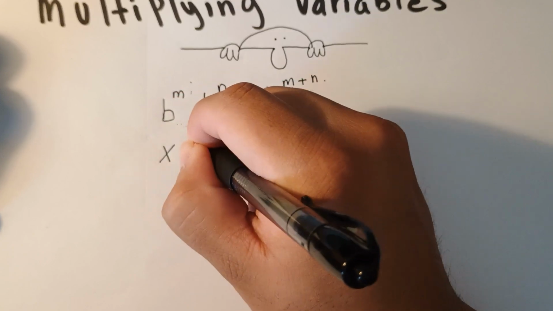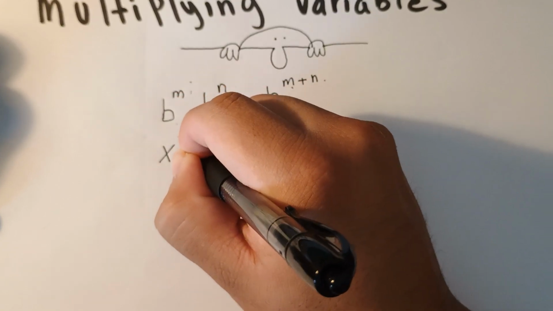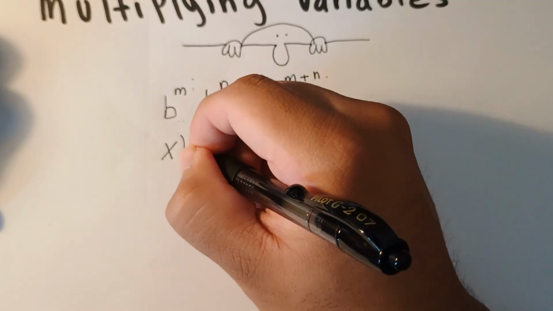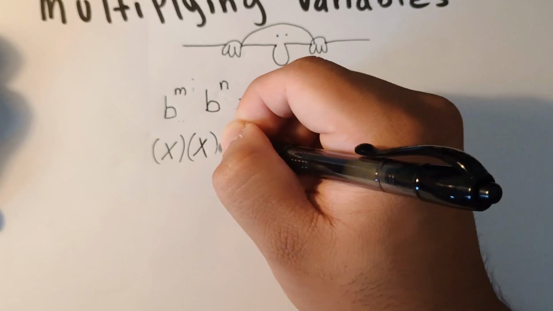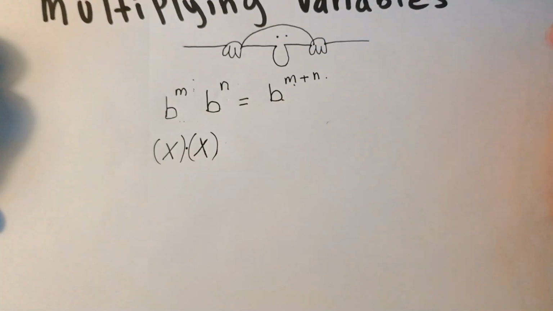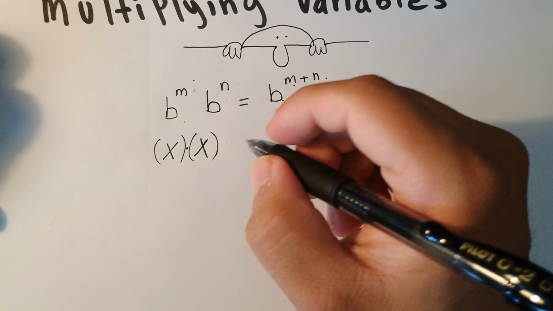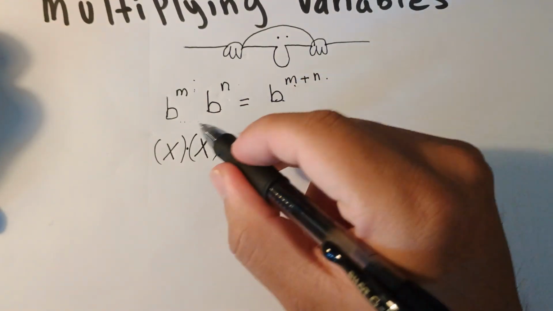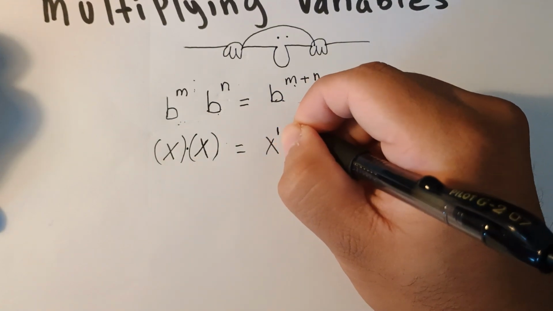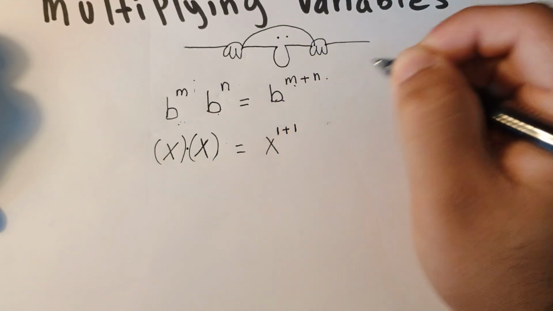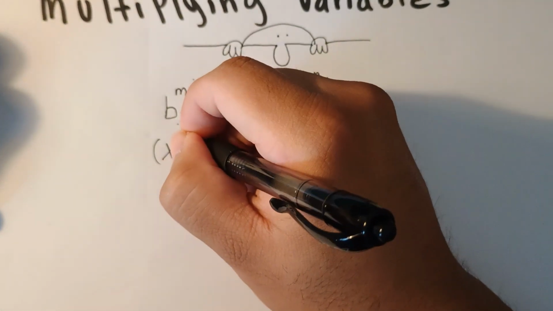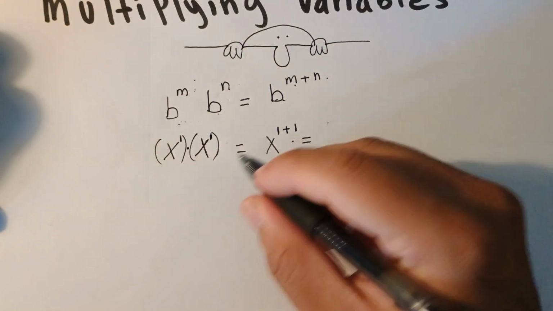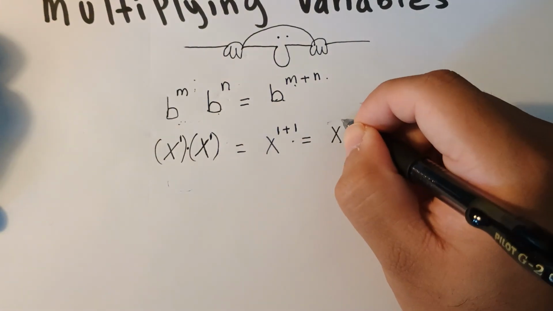So if I had x times x, you can write it this way. You can write it with parentheses too. It doesn't really matter. Or you could draw a little dot in the middle, like right here. That all means multiplication. You would have x, right? Same base. And then we're just going to add the exponents. And we can pretend there's a 1, x to the 1, x to the 1 here. So we're just adding the exponents. So when we had x times x, it would be x squared.